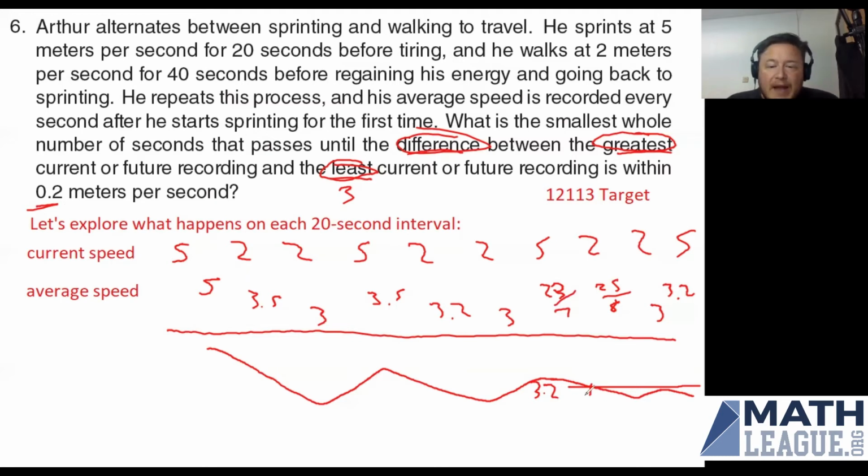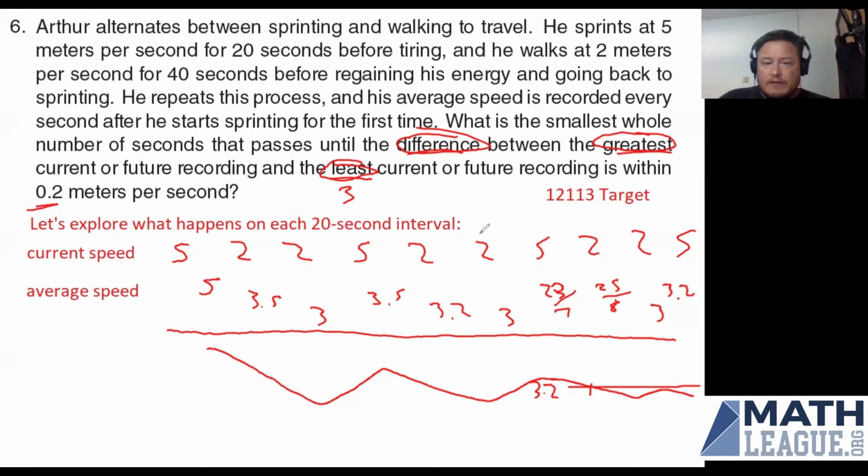By the time I pass this intersection point, there's never a point on this line that is outside the interval of 3 to 3.2. So we're always going to be within 0.2 meters per second. Our greatest and lowest from then on out is always within 0.2. So we just need to find somewhere in this interval, and that occurred during the 3rd minute.